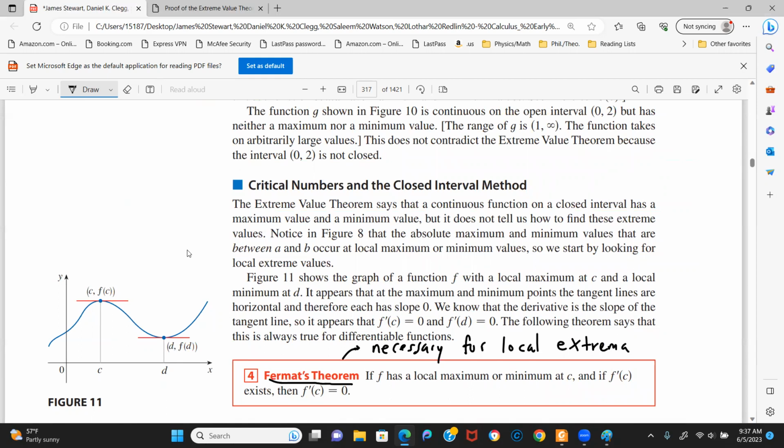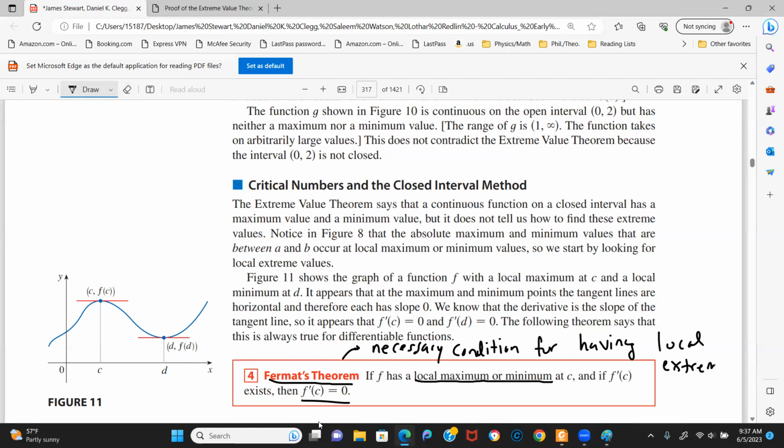What this says is that if you have a local minimum or maximum, wherever it is, the derivative better be 0 there. It does not say, however, that if the derivative is 0 there, then it must be a local minimum or maximum. All it says is that if you have a local minimum or maximum, your derivative better be 0 at those points. So this gives us a necessary condition for having local extrema.